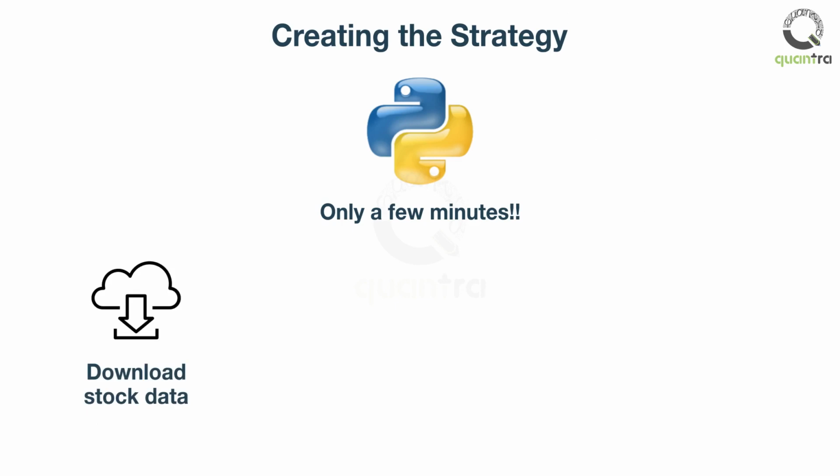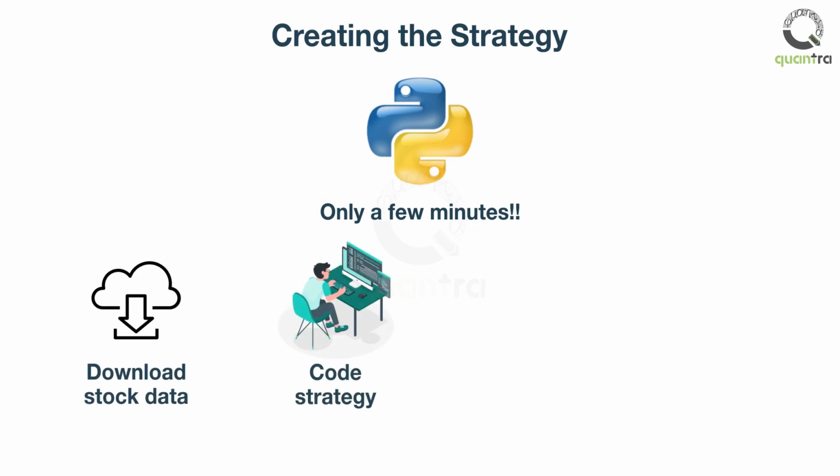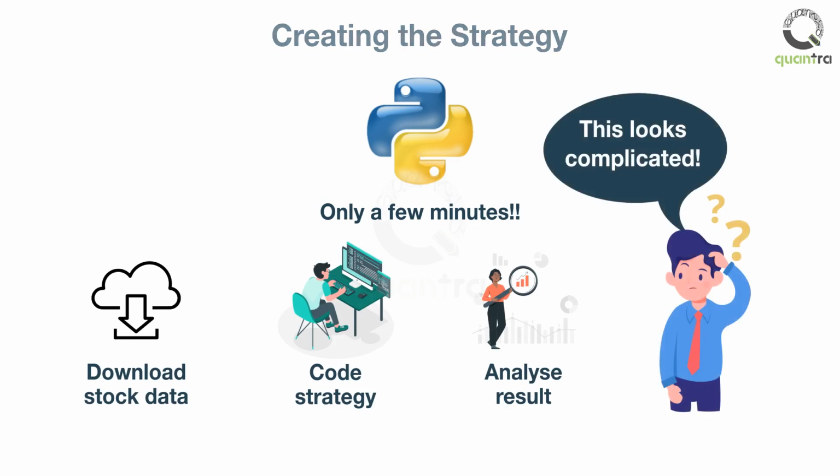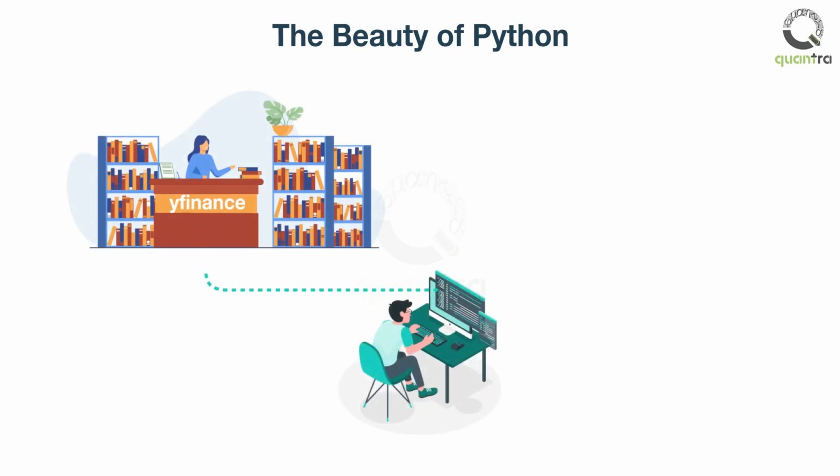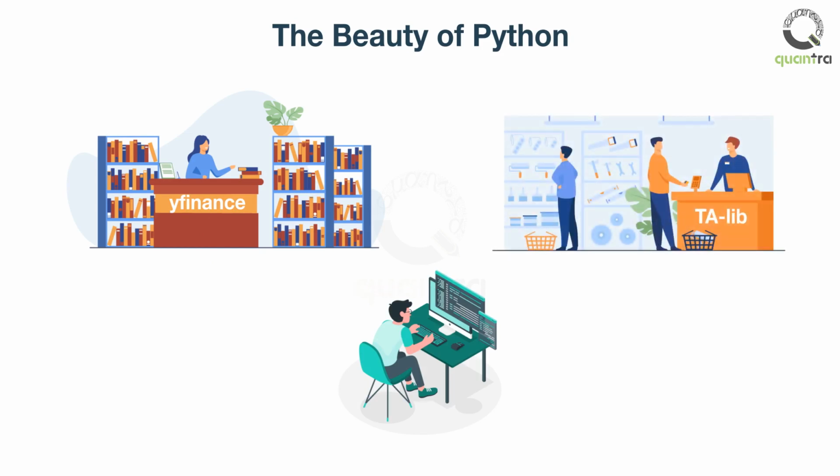You can download the stock data, code your strategy logic, and analyze how it works. It might sound complicated, but Python has a number of ready-made and easy-to-use functions or codes to achieve these tasks. For example, yFinance is a library which lets you download historical data from Yahoo Finance website. Further, Talib or Technical Analysis Library lets you compute any of the hundreds of technical indicators in just one line of code. You might not believe it. Let's walk through an example.